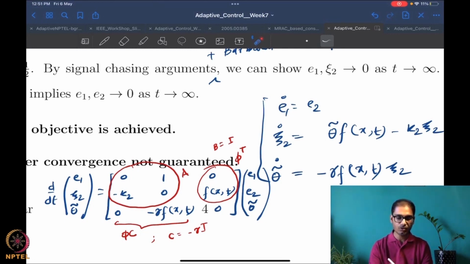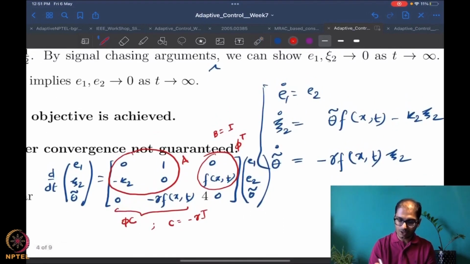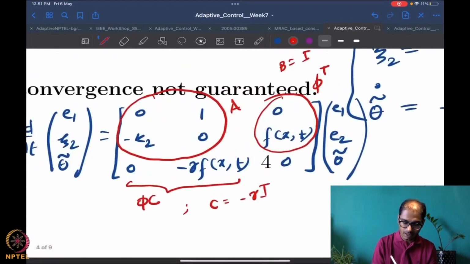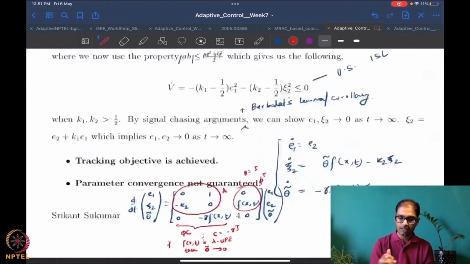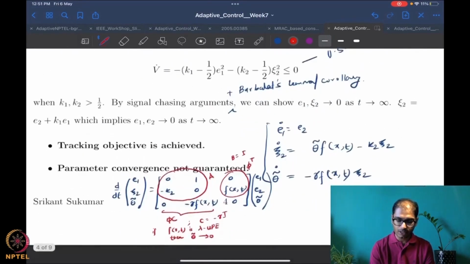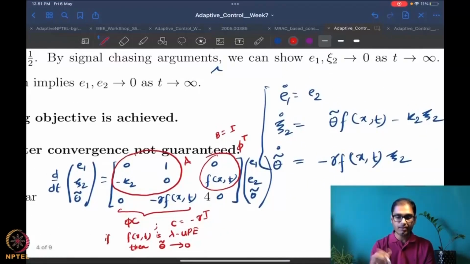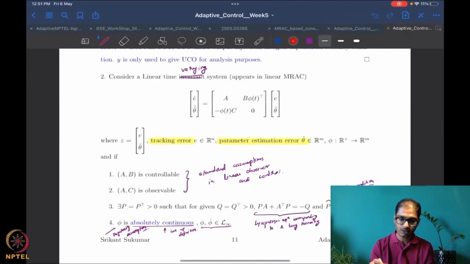That all these states go to zero. Until now we've only proved that these two go to zero. But when we prove all these three states go to zero, we also have the parameters converge. So in general, it's not difficult to say that if f(x,t) is lambda uniform persistently exciting, then theta tilde also goes to zero. So this is nice, right? We started with a nonlinear problem, but we are able to use some result here which looks like a linear result.